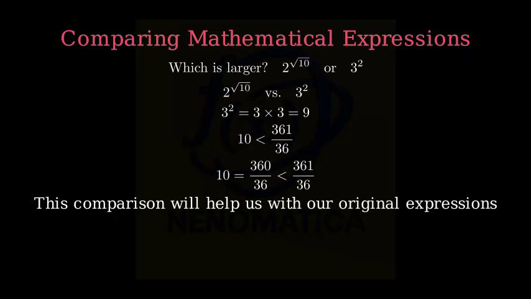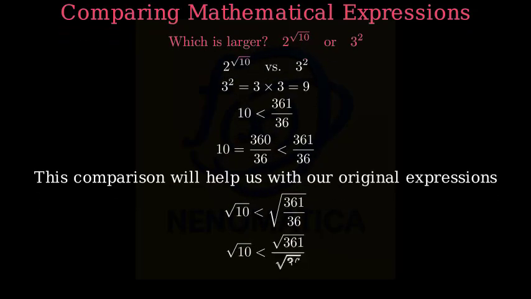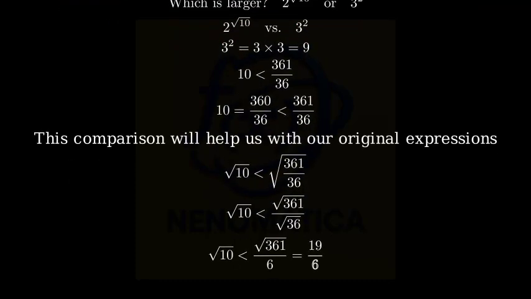Now, let's take the square root of both sides of our inequality. Since the square root function is increasing, the inequality direction remains the same. So, square root of 10 is less than square root of 361 over 36. We can simplify the right side. The square root of a fraction is equal to the square root of the numerator divided by the square root of the denominator. So we get square root of 361 divided by square root of 36. Since the square root of 36 is 6, we get square root of 361 divided by 6, which equals 19 over 6.